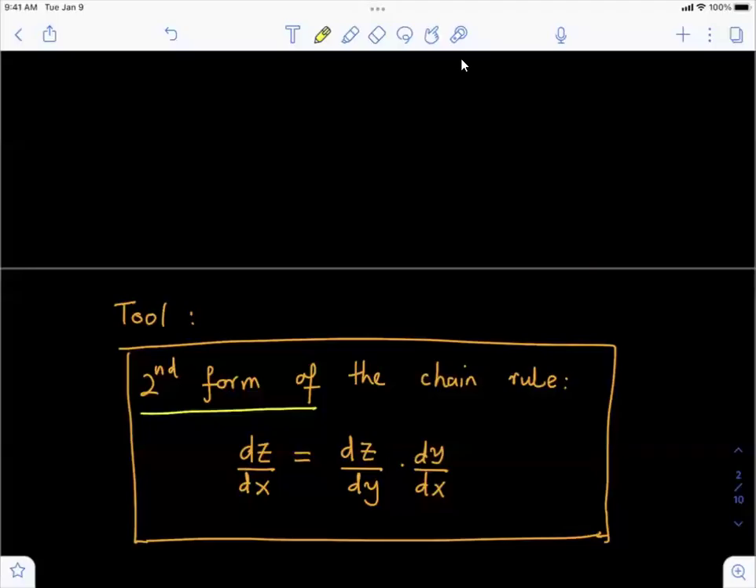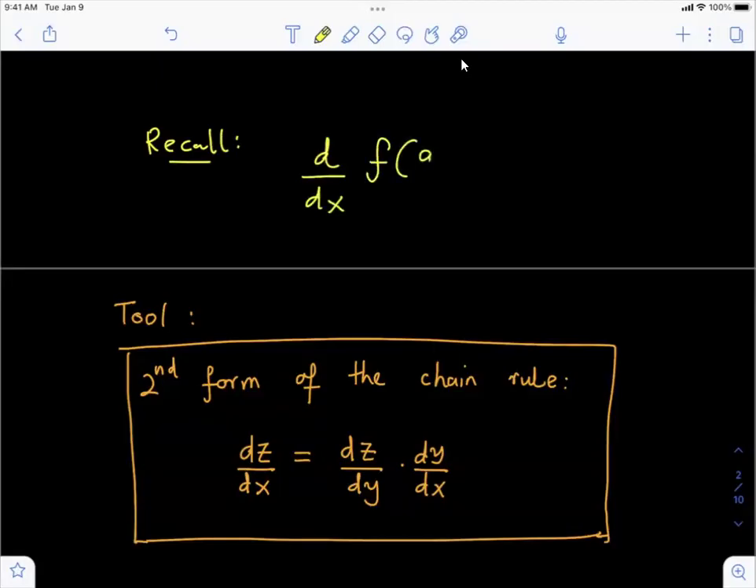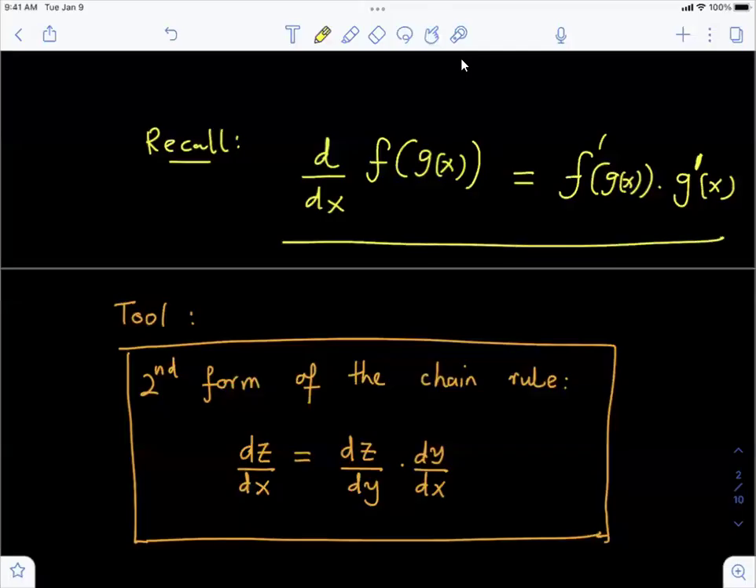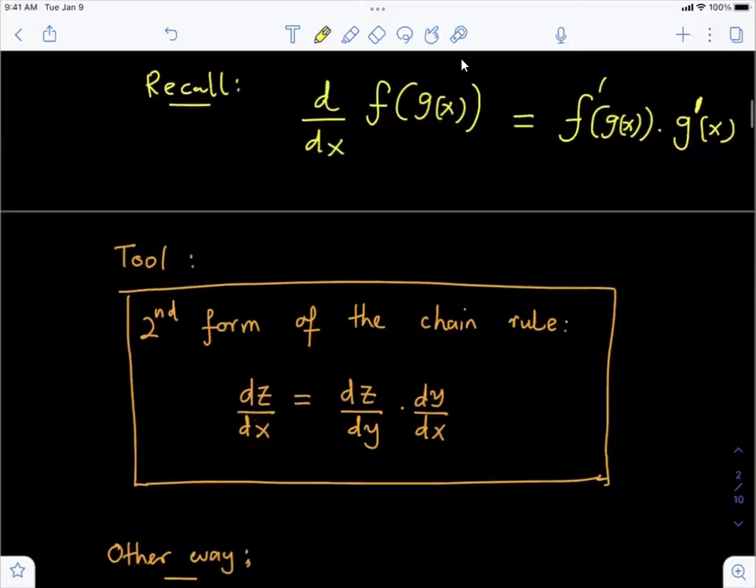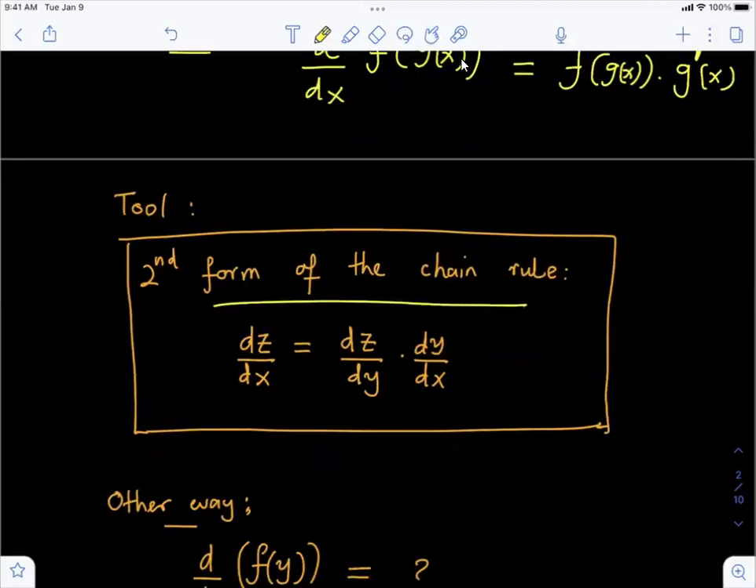If you recall the chain rule, we recall it in this form. When you take the derivative of a function sitting inside another function, the result is, first of all, the derivative of the outer layer with the same input function, times the derivative of the inside function, which is g prime x. So we know this as a practical way to compute derivatives of compositions. However, what is the significance of the second form of the chain rule?